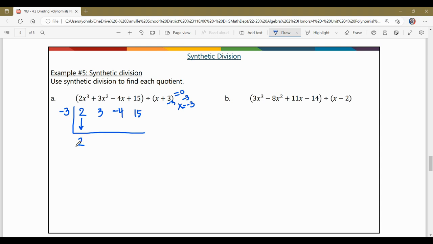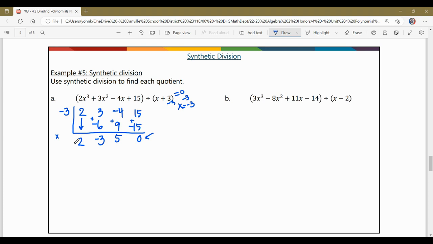And then you multiply 2 times negative 3 and you get negative 6. And then you add these and you get negative 3. And then you multiply. Negative 3 times negative 3 is 9. And then you add these and you get 5. And 5 times negative 3 is negative 15. And you add them and you get 0. Getting 0 is a good thing. That means that this first polynomial is divisible evenly by the second polynomial.